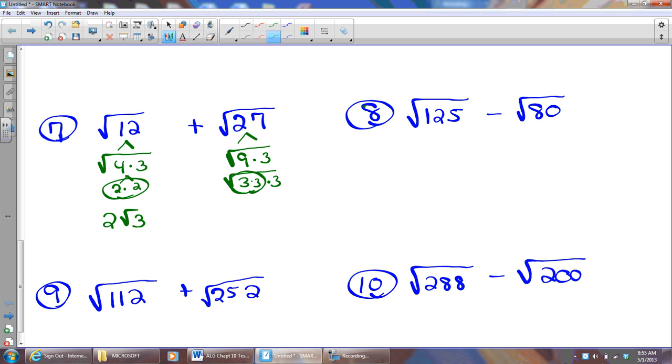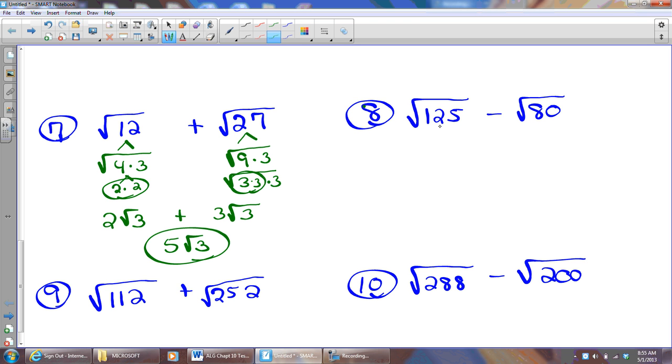A pair of 3's gets to go out on a date. The other 3 is left at home washing his hair. And look at that. I have 2 rad 3's. I have 3 rad 3's. I have like terms. I must have 5 rad 3's. There we go. All right, same thing on the remaining 3 problems.